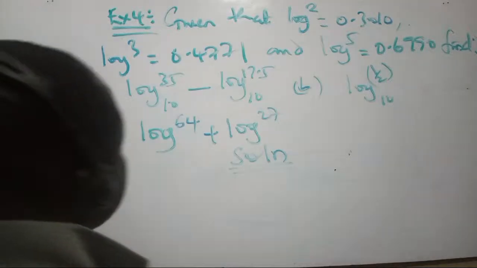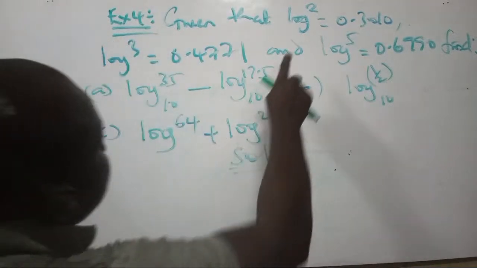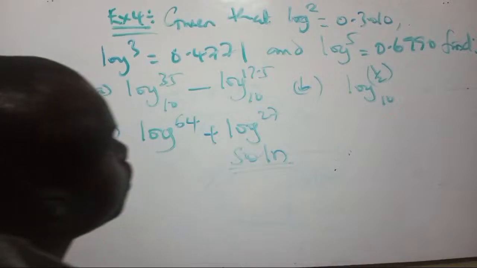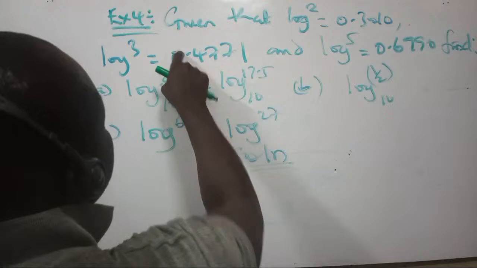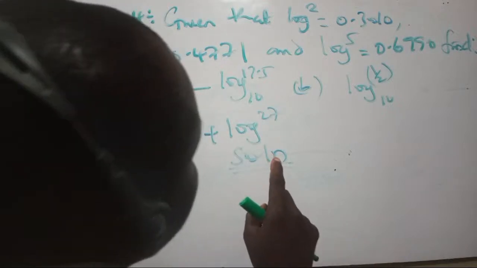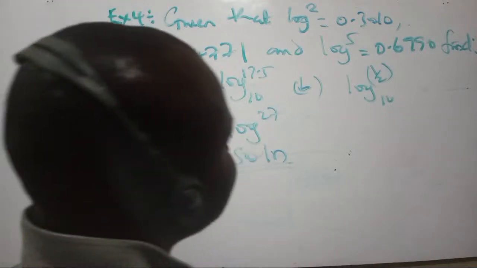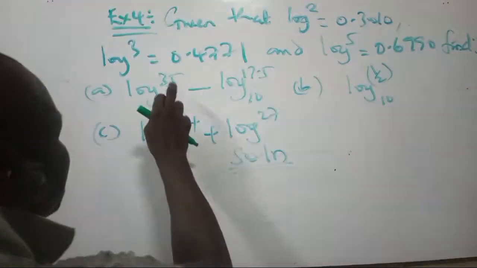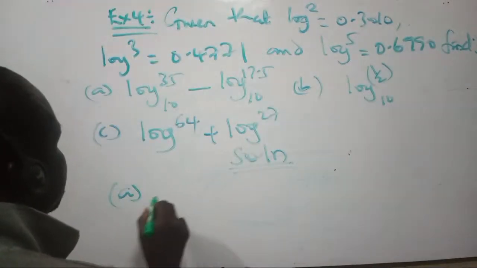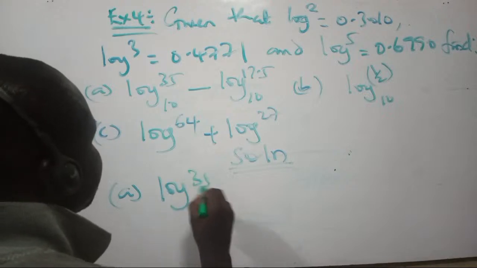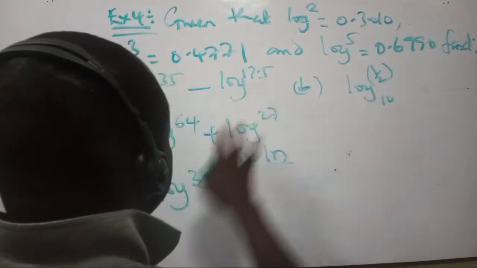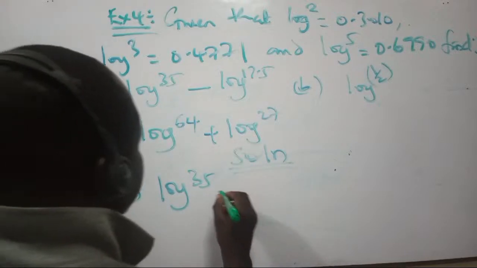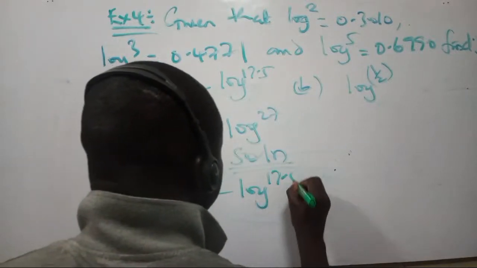We have 3 questions here. We are given the value of log 2 to be 0.301. We are given the value of log 3 to be 0.4771. And we are given the value of log 5 to be 0.6990. So we are required to find this. We start from the first one. We are given log 35. Of course, it is not compulsory to put the base. I said when you are not given the base, you assume it will be base 10. So let me just remove that. Log 35 minus log 17.5.